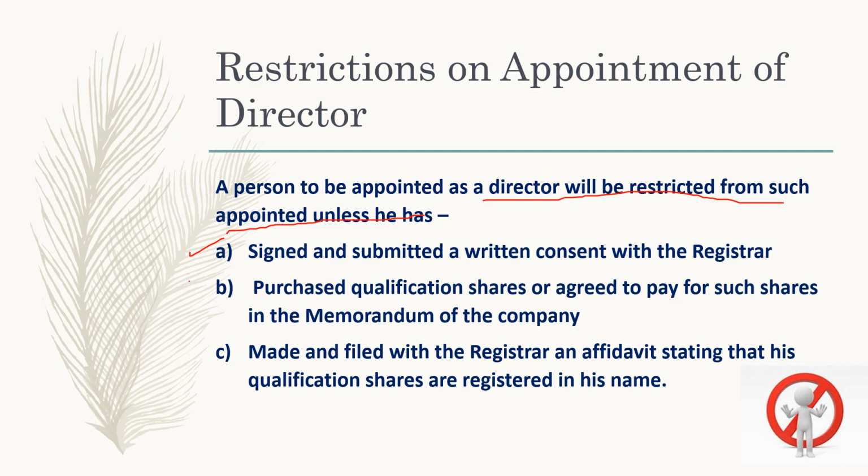Then next, he should have purchased qualification shares or agreed to pay for such shares in the memorandum of the company. That means a particular number of shares should be purchased by that person, or he should agree to pay for the shares in the memorandum. Third, he has made and filed with the registrar an affidavit stating that his qualification shares are registered in his name. So these are some restrictions on the appointment of a director.